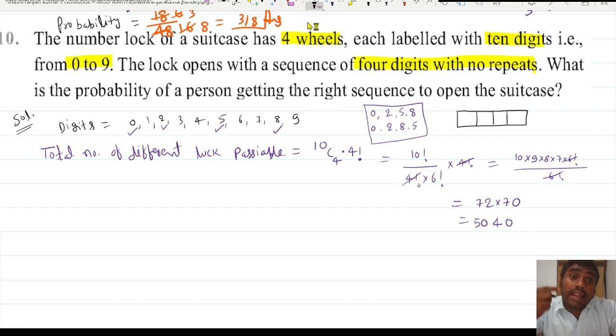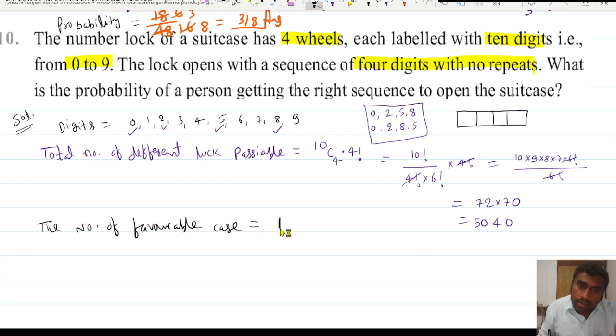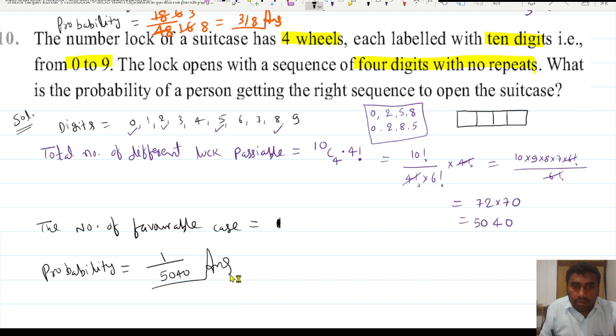But what is the number of favorable cases? Maybe only one, because whatever password the person has set, that is the only one way. The number of favorable cases is only one, right? Only one case is favorable, meaning only one password may be there. So that is the only one favorable case. Okay, so if we want to count the probability here, it is total favorable divided by total possible, which is 1 by 5040. So this is the answer for this question number 10.